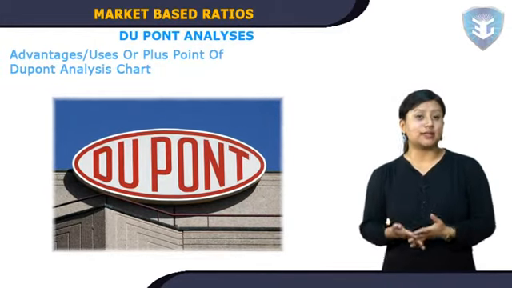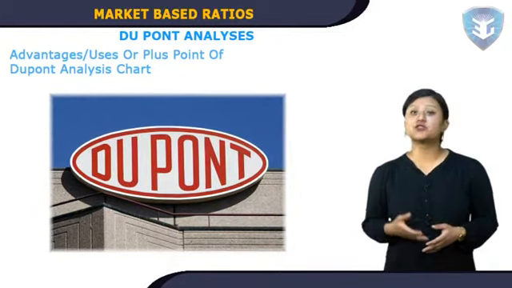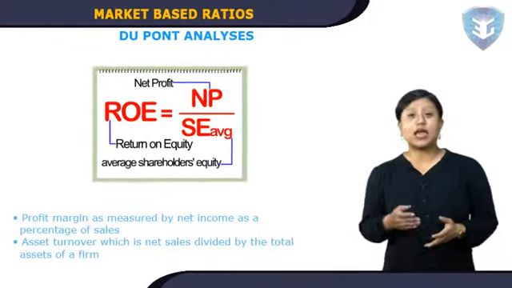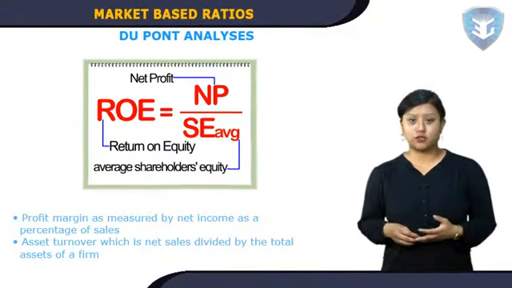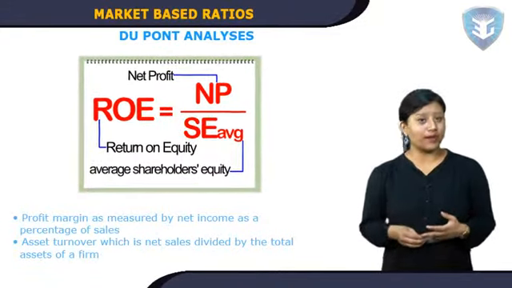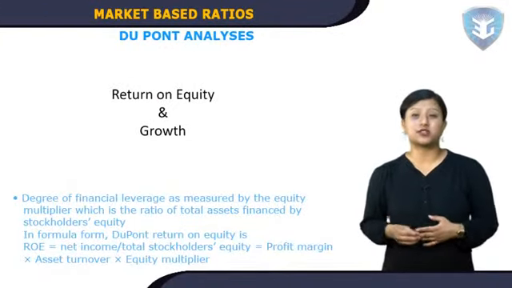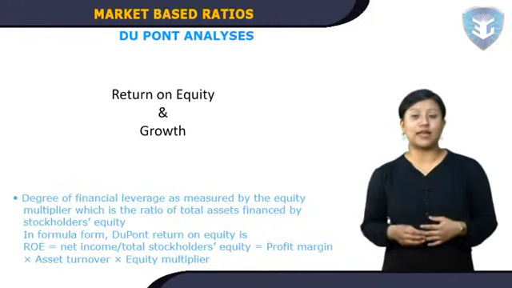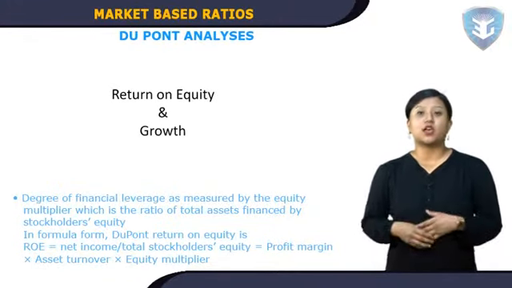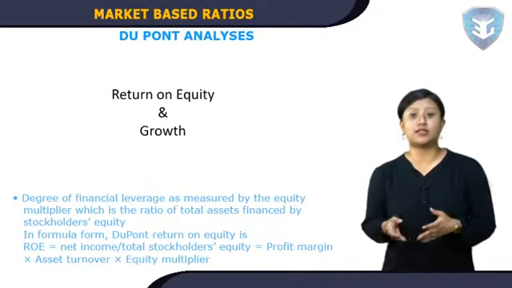The DuPont analysis breaks down a company's return on equity (ROE) into three components: profit margin, as measured by net income as a percentage of sales; asset turnover, which is net sales divided by the total assets of a firm; and the degree of financial leverage, as measured by the equity multiplier, which is the ratio of total assets that are financed by stockholders' equity.